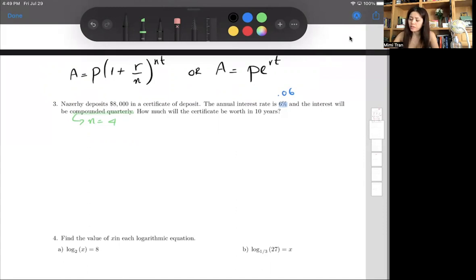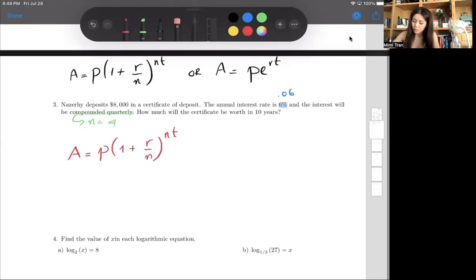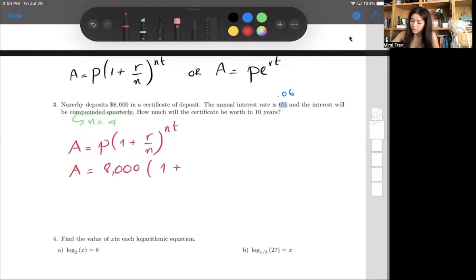How much will the certificate be worth in 10 years? So A equals, I'm going to use the first one, A equals P times 1 plus r over n, to the nt. Move up a little bit. Principal is what the person initially put in, the $8,000 deposit. Rate is 0.06. n is 4. And 4 times t is 4 times 10. You want to know how much that person makes in 10 years.